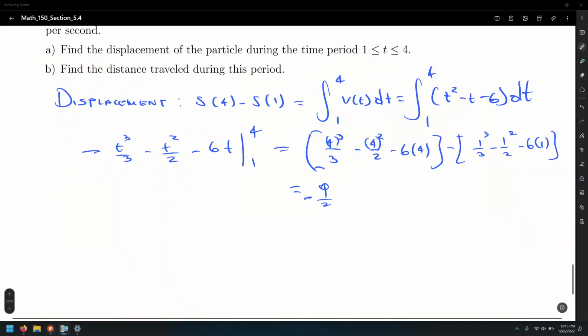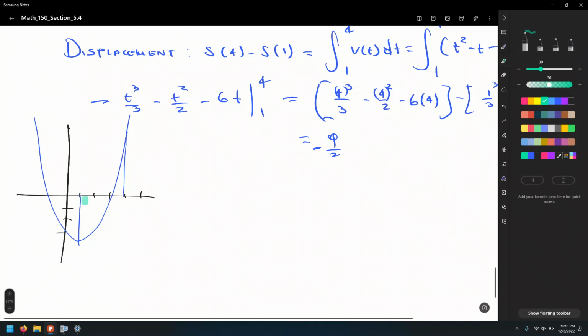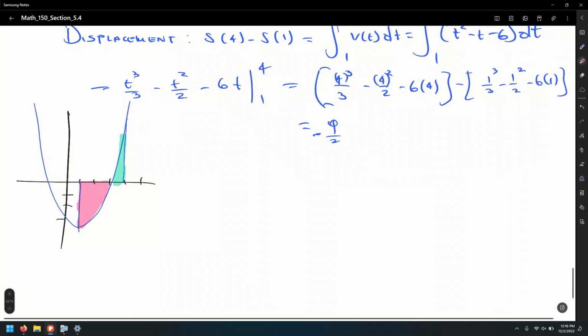So actually, let me draw this on our paper. No, it's actually 3. So we want the area between, actually, okay, I'm going to do it in green for the positive and red for the negative area. And clearly from the picture, the area below the x-axis is larger. The negative area is larger than the area above the x-axis. So that's why we're getting a negative area in the end, a negative displacement. So in other words, this particle is essentially moving in the left direction. It's moving backwards. That's how we interpret this result.